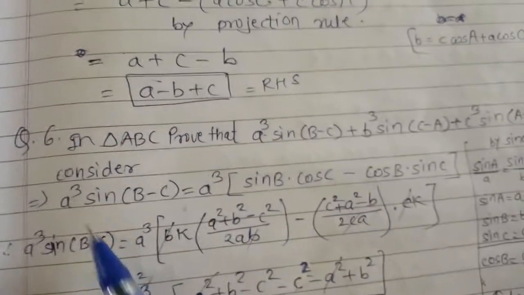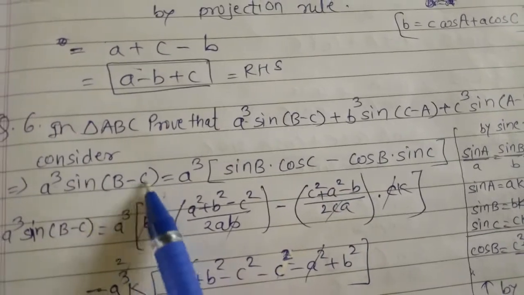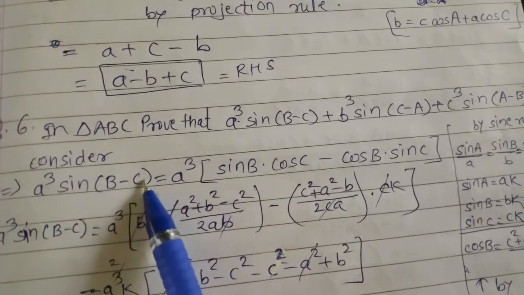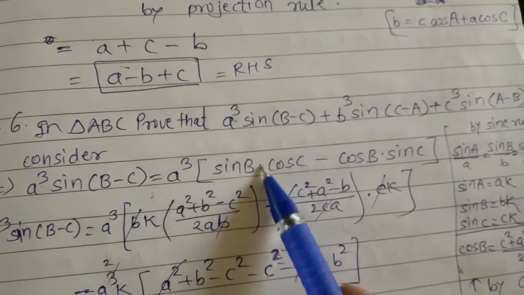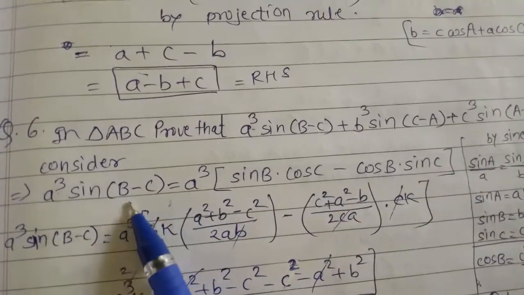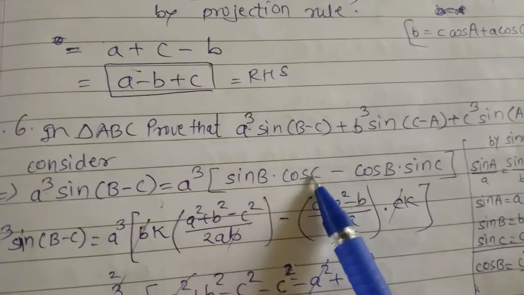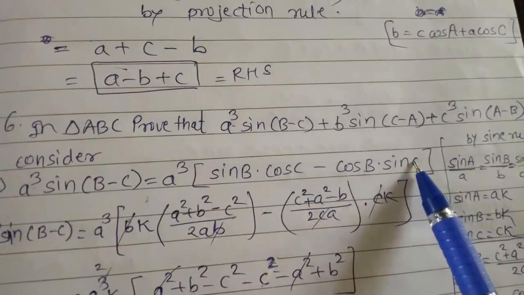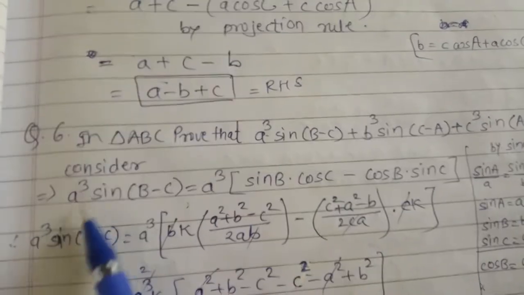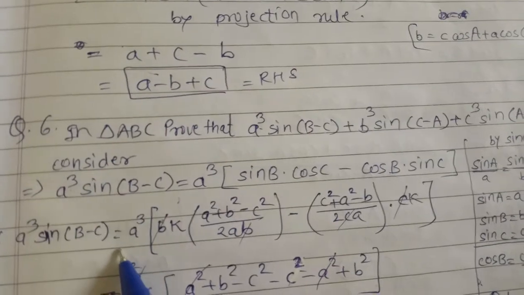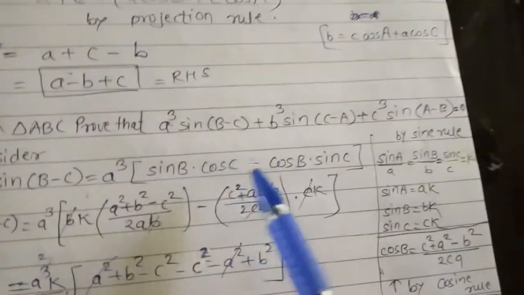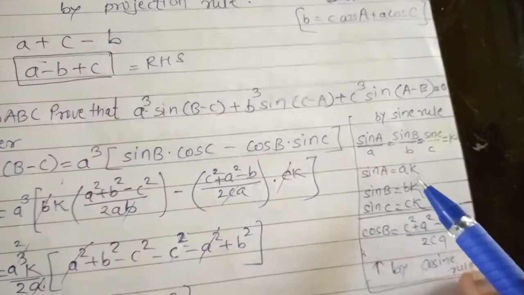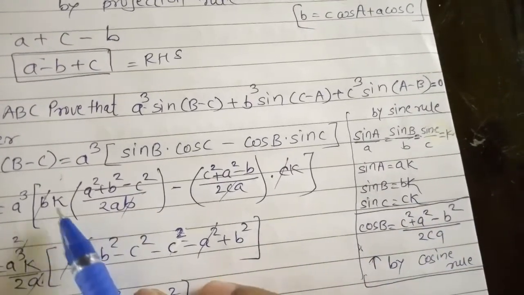Now see, a cube sin(B minus C). You know the formula of sin(A minus B), that is sin A into cos B minus cos A into sin B. So we use this formula here using the letters B and C: sin B into cos C minus cos B into sin C. Now a cube into sin(B minus C) equals, just this a cube is as it is. Now we are going to put down these values. So what is the value of sin B? Sin B is bk, so we write here bk.